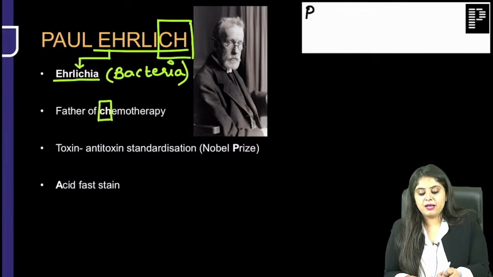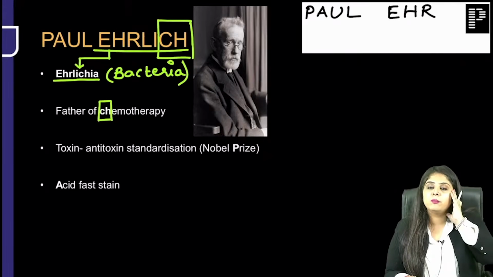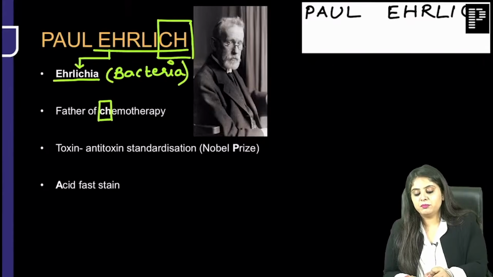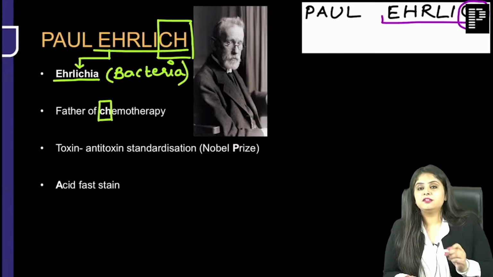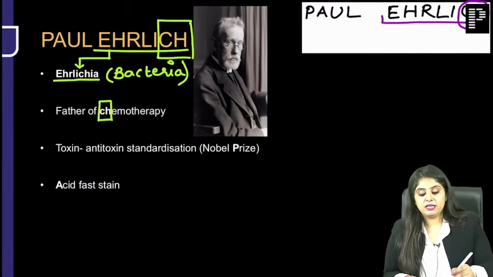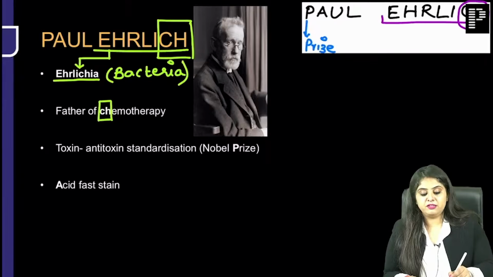So now comes the mind map. We have started making the mind map. It's the name. Everywhere it's the name. Sir Louis Pasteur, mind map was Louis Pasteur. Sir Robert Koch, mind map was Robert Koch. Now Sir Paul Ehrlich, mind map is Paul Ehrlich. This means which is the bacteria that he discovered? Ehrlichia. What is he said to be father of? He is the father of chemotherapy. Now I move forward. He gave you a concept and he got a prize. He's got a very important prize, Nobel Prize winner he is, and that Nobel Prize was for toxin antitoxin standardization.